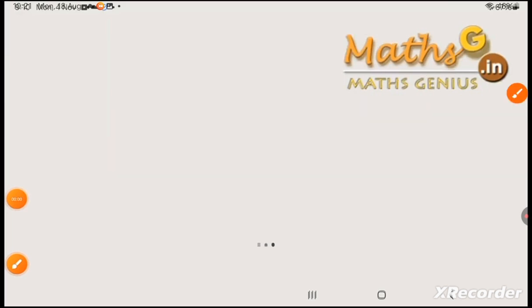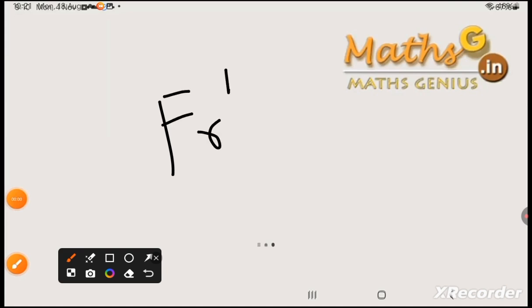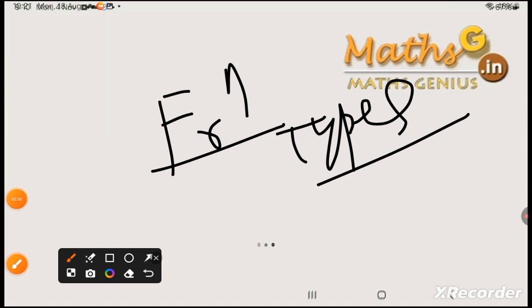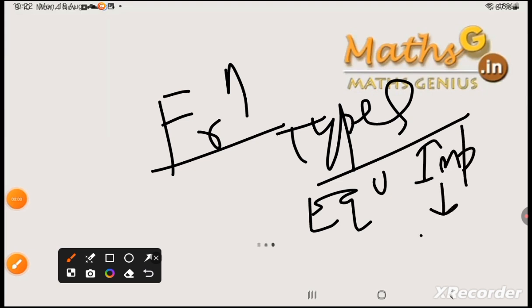So, thanking you all for now. We discussed what a fraction is, what the types of fractions are, another type of fraction, then equivalent fractions, then converting improper fraction to mixed and mixed to improper.